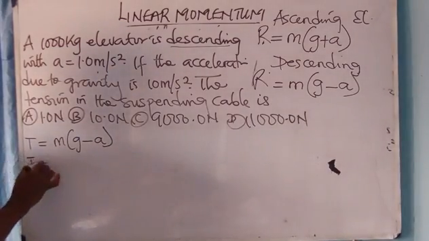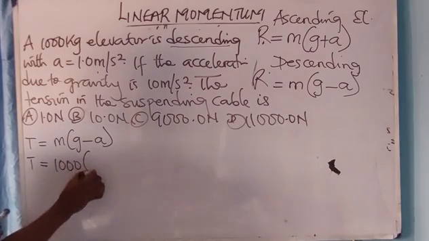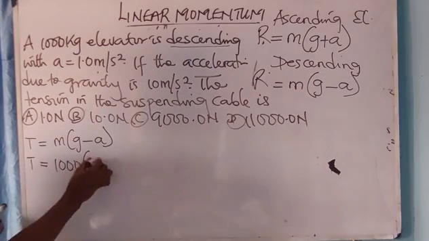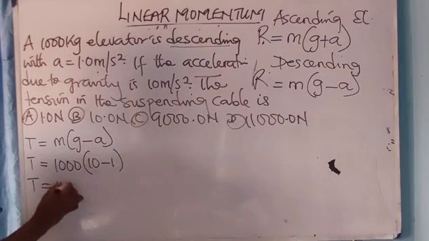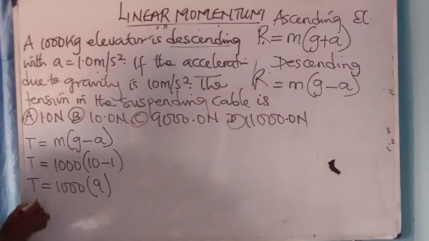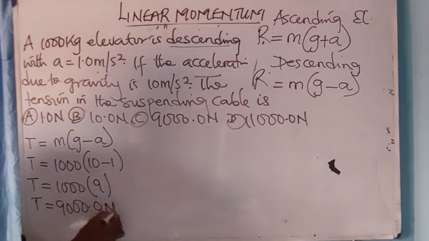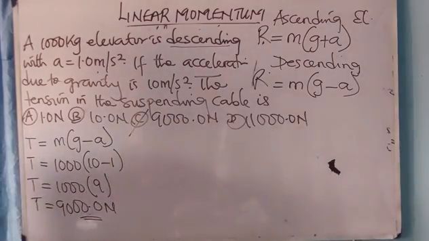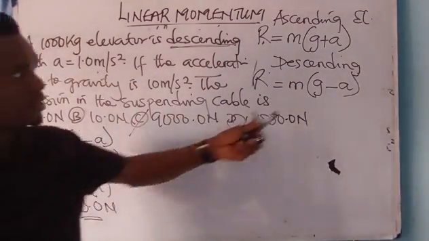T is equal to, mass is 1000, then gravity is 10 minus 1. So tension is equal to 1000, 10 minus 1 is 9. So tension now is equal to 9,000 Newton. So the answer is this. Whenever you hear the word descending, just take your mind to the formula straight.